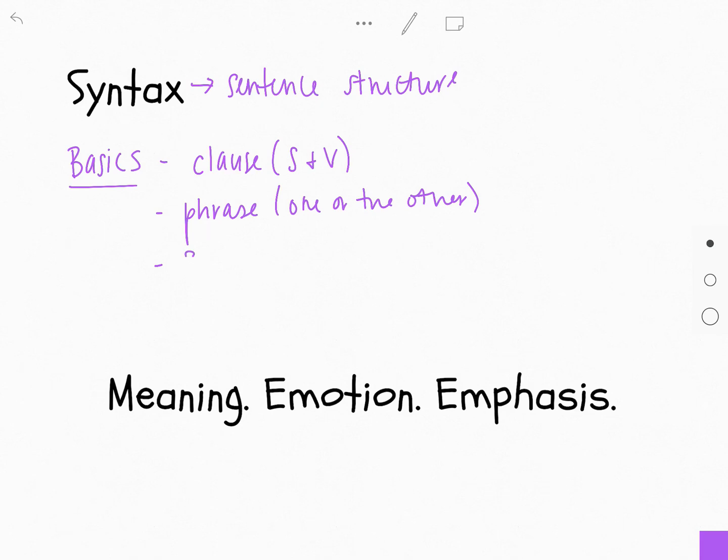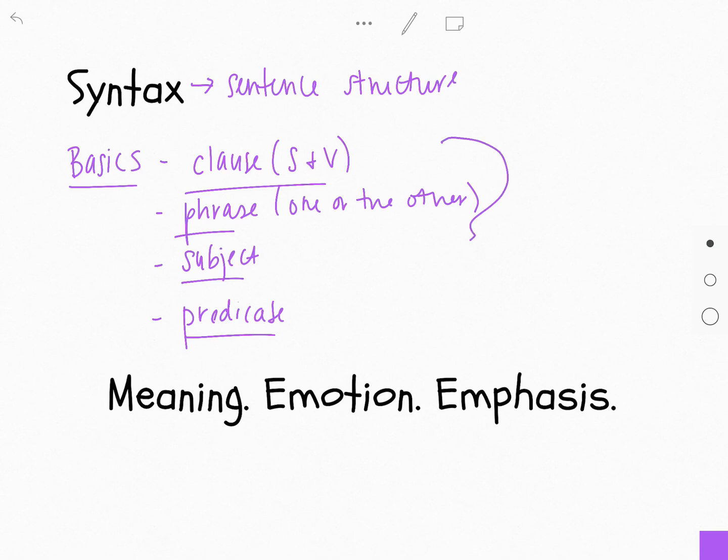Then you have the parts of your sentence, which are the subject and the predicate. These are kind of fundamental sentence pieces, right? So we're going way back in the day to grammar. Remember, a clause has a subject and a verb. A phrase has one or the other because it's not a complete thought. The subject is whatever is doing the action in the sentence, and the predicate is the elaboration on that, the verb and the rest, essentially. So when we're talking about syntax, we're talking about how these things are combined.